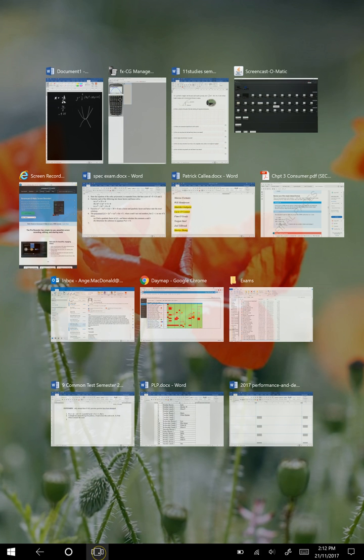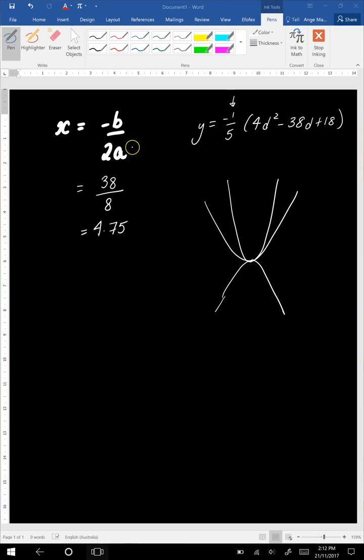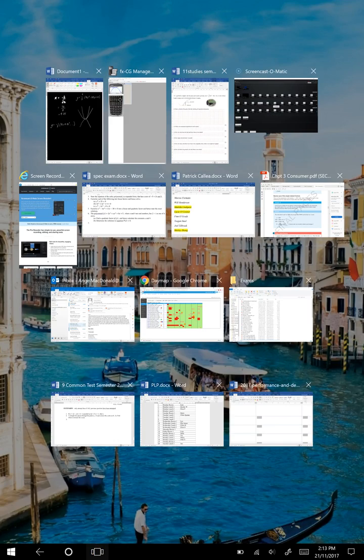So if we come back to our technology, that's what we got here. It was 4.75. How could we prove algebraically that the y value is 14 point? You sub it back in. Yep. And this time, when you sub that back in, you do have to now take notice of that value out the front. So it'll be minus 1/5, 4 times 4.75 squared, and so on. Put it in your calculator and done. So you've got to read the question. If it doesn't ask you to show it algebraically, you don't need to use this formula. But if it does, then of course, please do so.